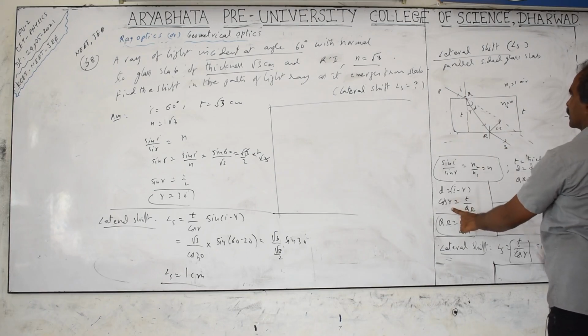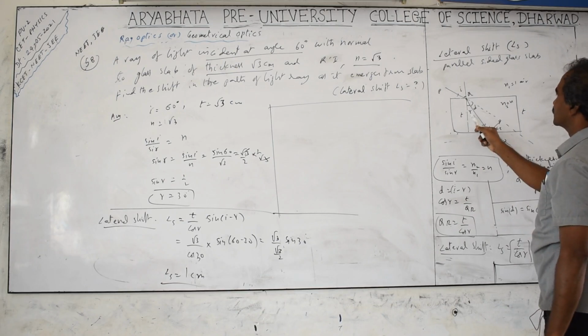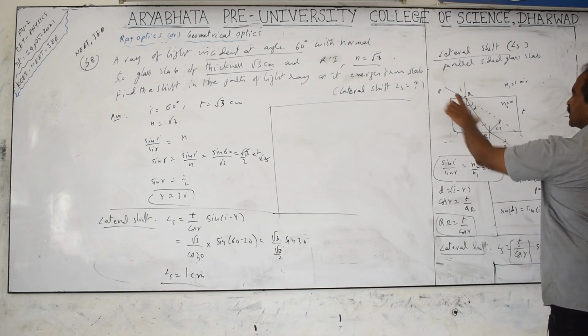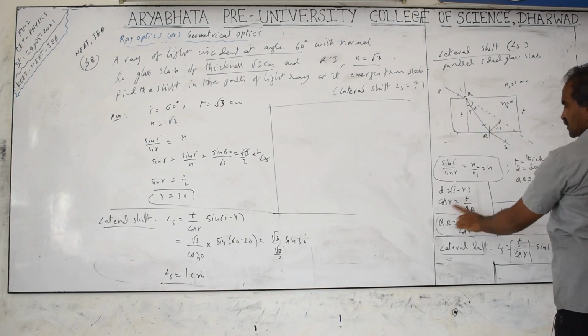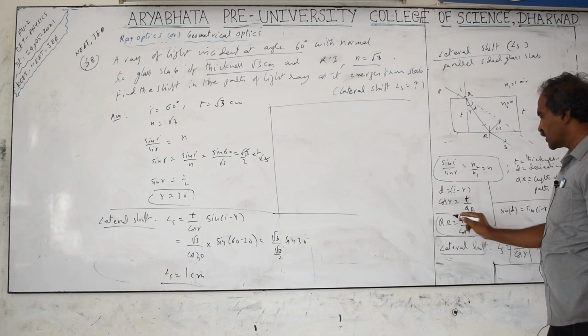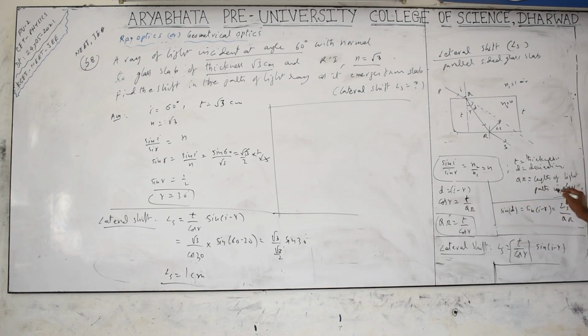And cos R, in this right angle triangle, is nothing but the adjacent side by the hypotenuse. The adjacent side is thickness T, and the hypotenuse is QR. So cos R equals T by QR. From this you will get the expression for QR. QR is nothing but the length of the path. QR is the length of the light path inside the glass.